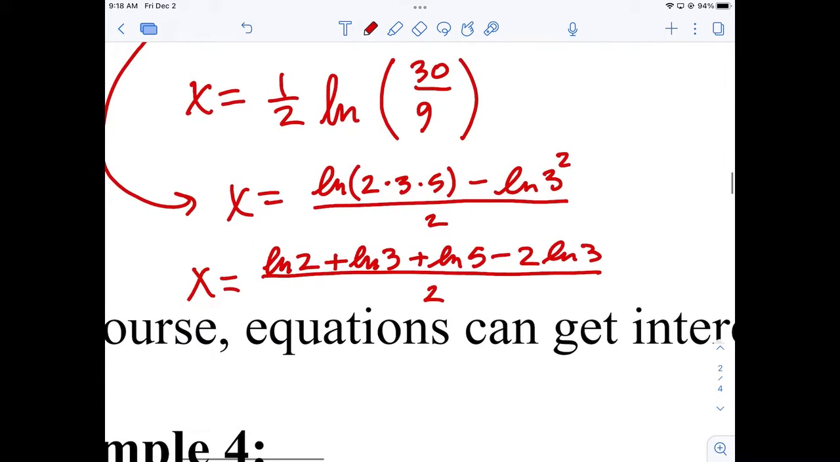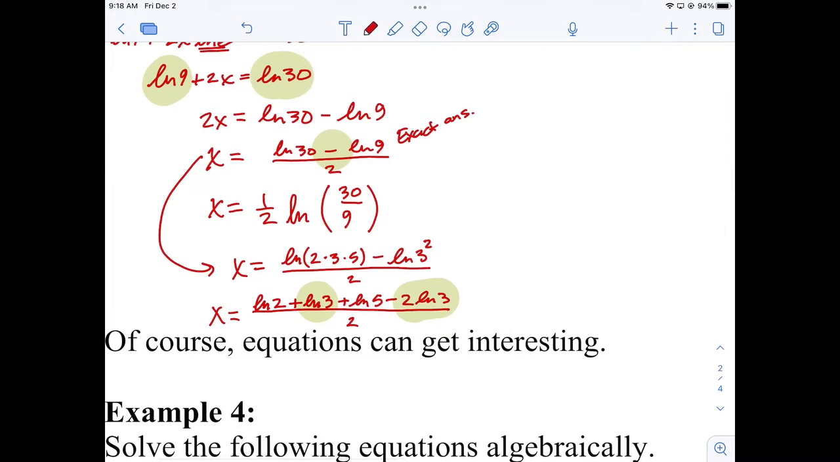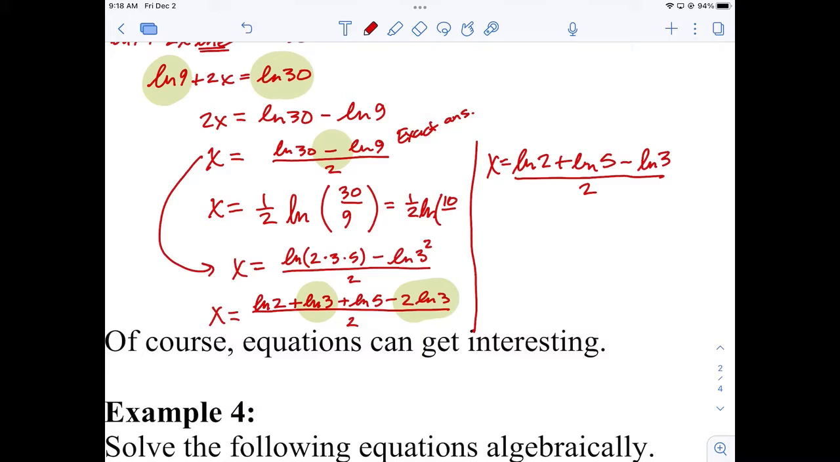Now, there's one last thing we could do here. Notice we have 2 natural log of 3 terms. And we can combine like terms. So that's going to be natural log of 2 plus the natural log of 5, bless you. And then what's 1 natural log of 3 minus 2 natural log of 3? Negative 1 natural log of 3 all over 2. Now, I didn't simplify over here, but this could also be 30 over 9 simplifies to 10 thirds. And you could get the same thing.